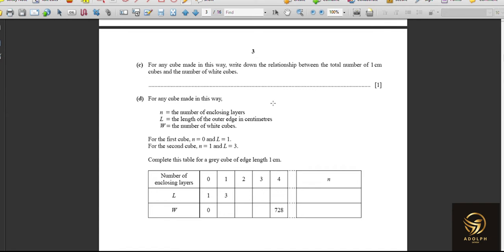Next is, for any cube made in this way, write down the relationship between the total number of 1 centimeter cubes and the total number of white cubes. So here we can say that white cubes equals total cubes minus 1.